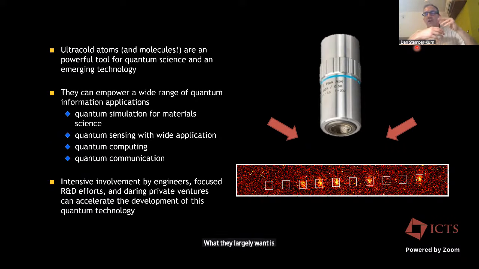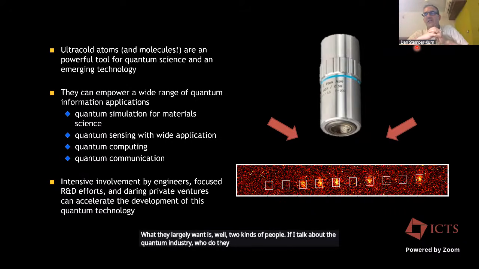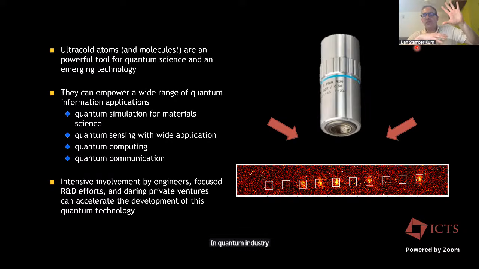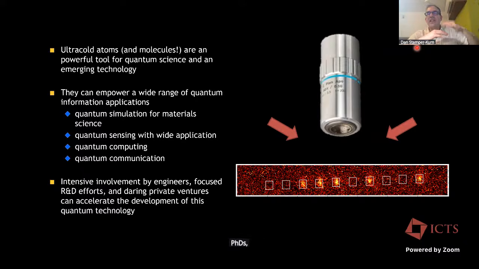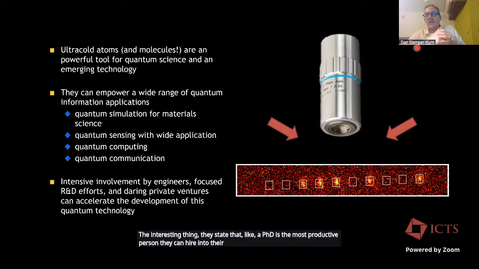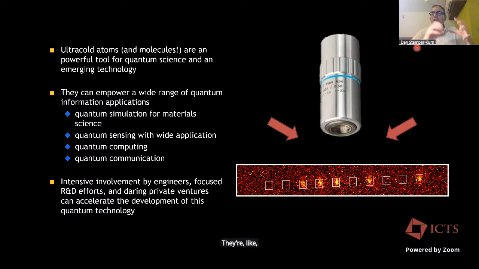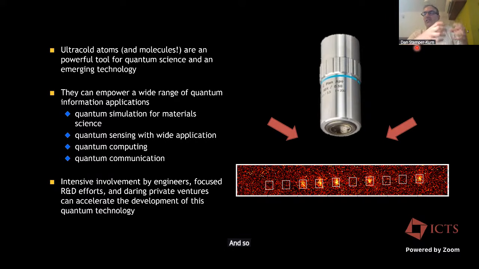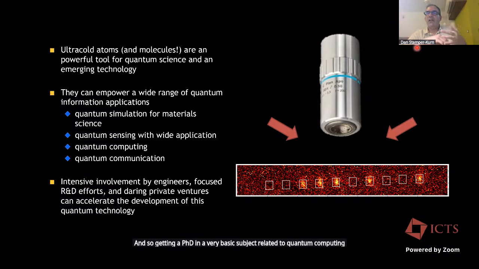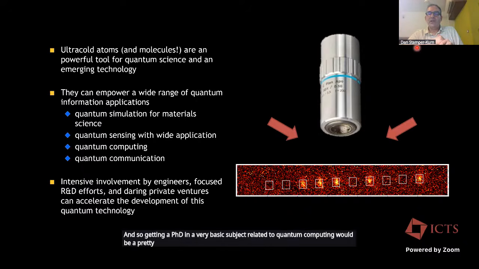want is, well, two kinds of people. If I talk about the quantum industry, who do they want? In the quantum industry, when you talk to them, they want two kinds of people. They want PhDs. Interestingly, they state that a PhD is the most productive person they can hire into their companies. They're like using a vacuum cleaner. They're just sucking up every PhD they can find. And so getting a PhD in a very basic subject related to quantum computing would be a pretty valuable direction.